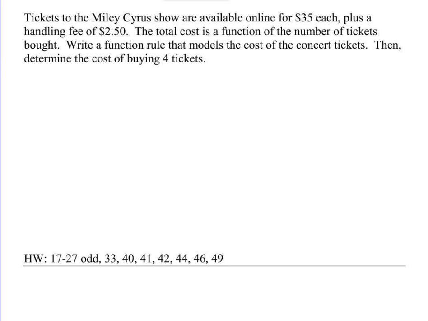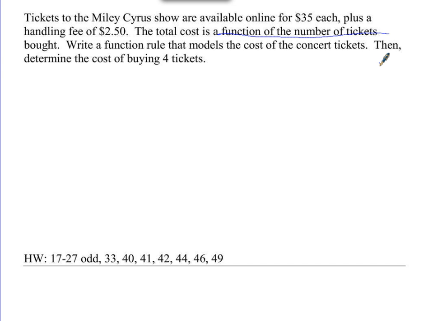All right, handling fee of $2.50. The total cost is a function of the number of tickets bought. We're supposed to write a function rule. So we have the total cost is a function of the number of tickets. Write a function rule. That means we're going to use function notation to model the cost of the concert tickets and then determine the cost of buying 4 tickets.